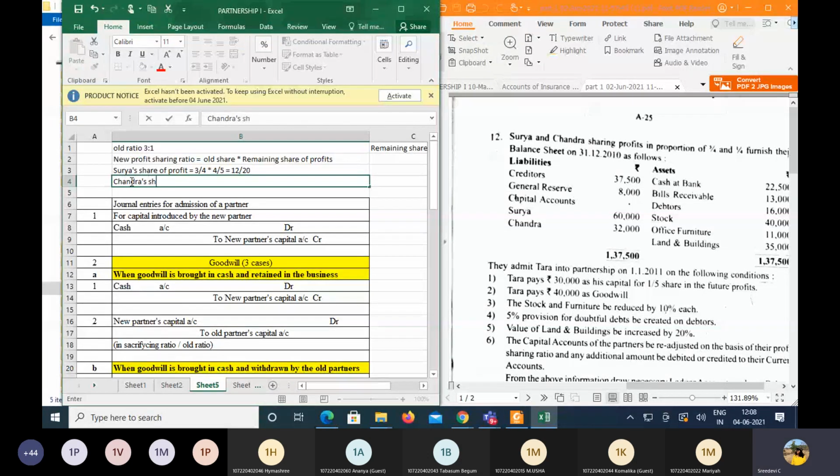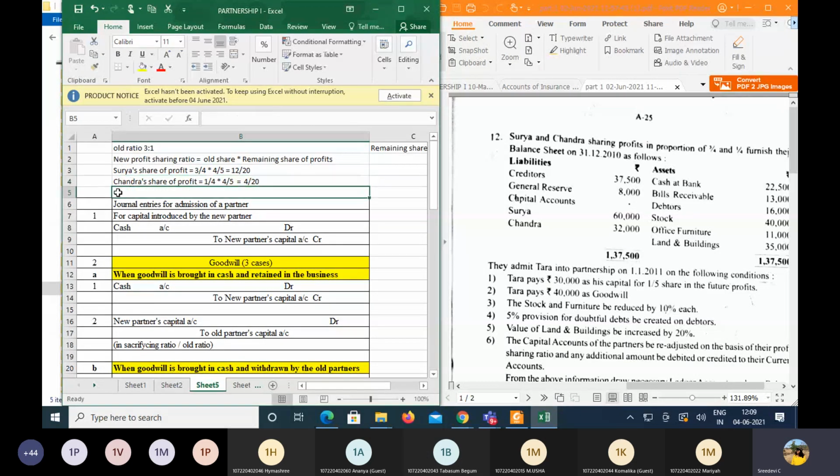Chandra's share of profits equal to, that is 1 by 4 into 4 by 5. How much will it be? 4 by 20. Very good.